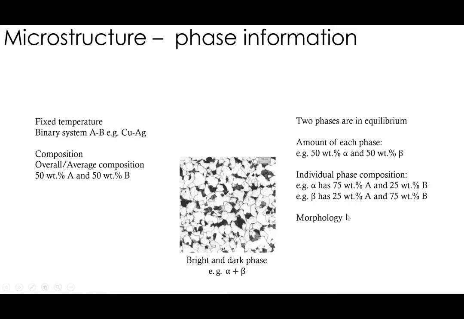And then the information like morphology. Morphology is to do with the shape of these different phases. In this case, they are quite irregular, but they're not like needles. They're not like spheroids or something. They have some certain irregular kind of shape. This is another information.